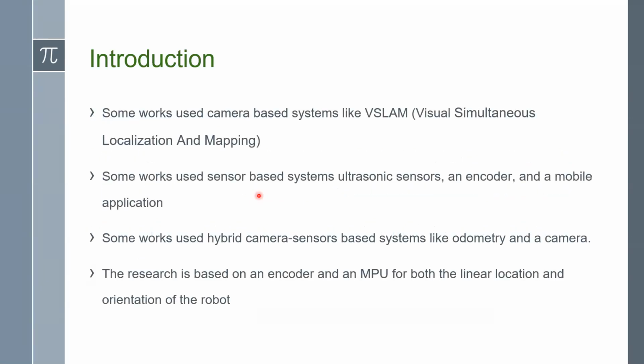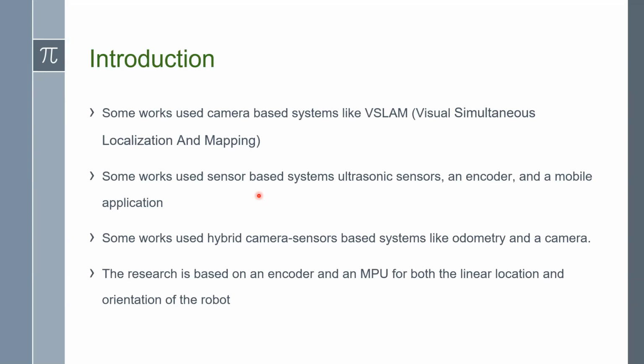Previous works had different methodologies on this. For example, a lot of them use vision-based systems, such as visual simultaneous localization and mapping. Others use sensors like ultrasonic sensors, encoders, and mobile applications. Some were hybrid, using a combination of camera and sensors to determine the location of the robot.